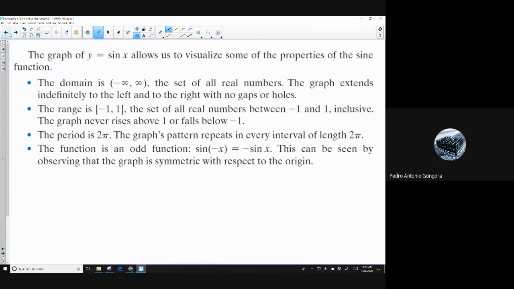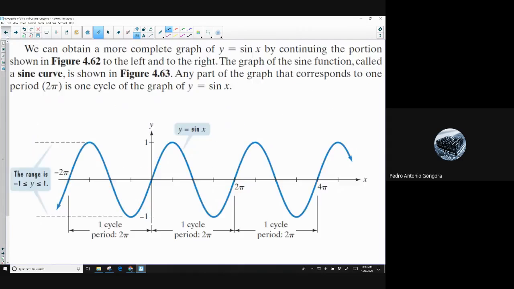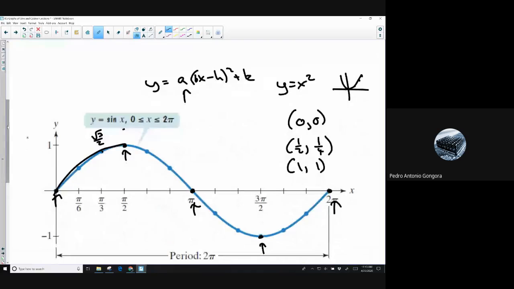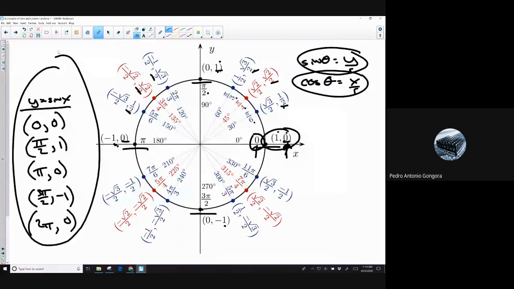Okay. So basics, domain, there's nothing you're not allowed to put in, right? My angle can be anything I want. The range, if you look at this picture, it's always going to go to the top and the bottom. And that should make sense, because if you look at the unit circle again, if we look at the y coordinate, that's the biggest y coordinate. That's the highest this circle gets. That's the lowest y coordinate. That's the lowest this circle gets, right? Unless we stretch it out, which we can do.